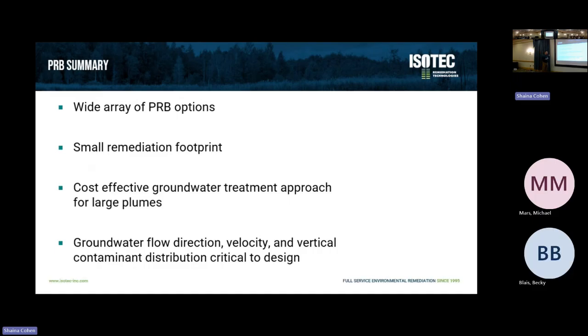And just some of the key points: groundwater flow direction, velocity, vertical contaminant transport, vertically and spatially across a PRB are really critical to your design.